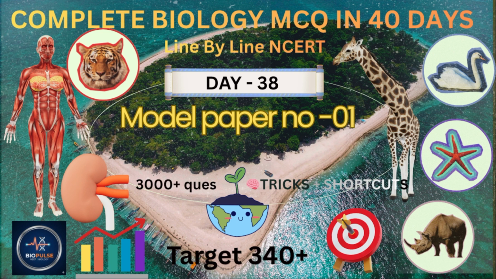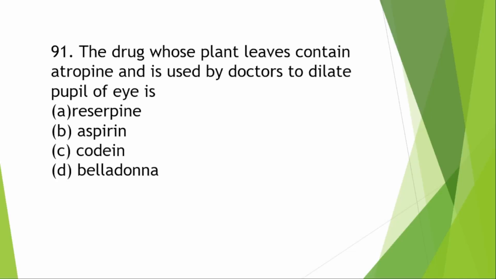As you know, we finished all the chapters, line by line NCERT MCQs. So from today onwards, for the leftover three days, 38, 39 and 40, we will be discussing model papers. Today we are going to discuss model paper 1. This is the first question. I have aligned the questions the same as in the NEET session, so biology questions will start from 91st onwards. That's why the first question here will be 91.